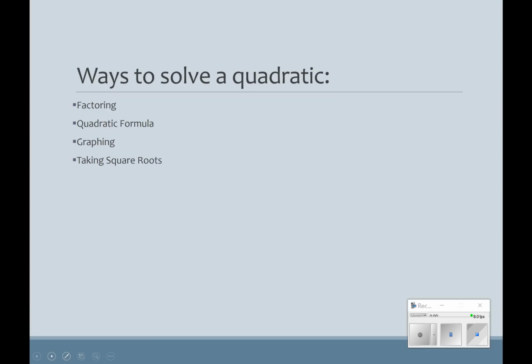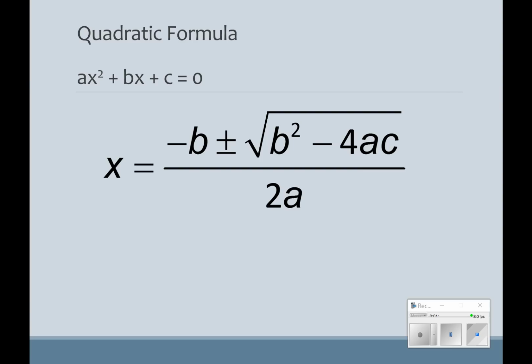And the ways that we're going to learn: we've learned factoring. We're going to learn the quadratic formula today, and then we're going to learn how to solve them by graphing and then by taking square roots. So let's just start with the quadratic formula.